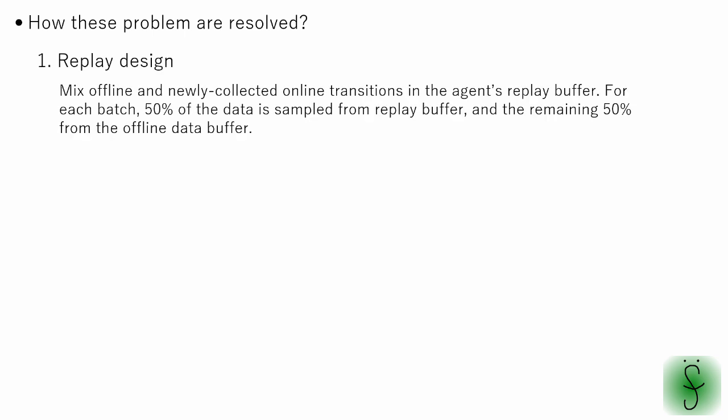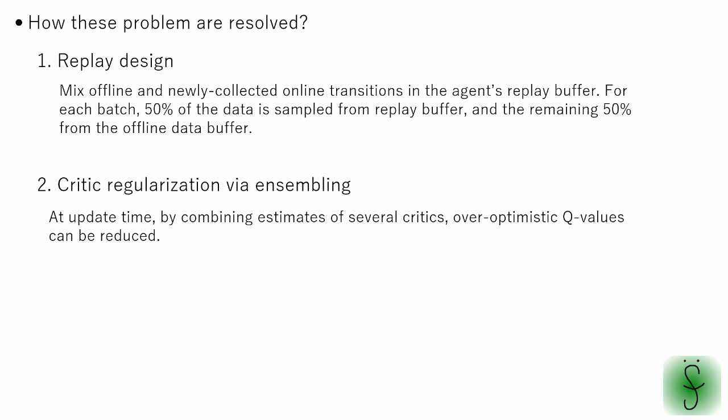In RLPD, three improvements were introduced to mitigate these problems. The first is replay design. For each batch, 50% of the data is sampled from the replay buffer, and the remaining 50% from the offline data buffer. This way of sampling keeps the agent grounded in current online data while leveraging the offline data for coverage and early guidance.